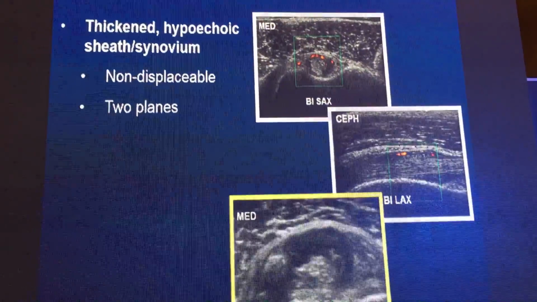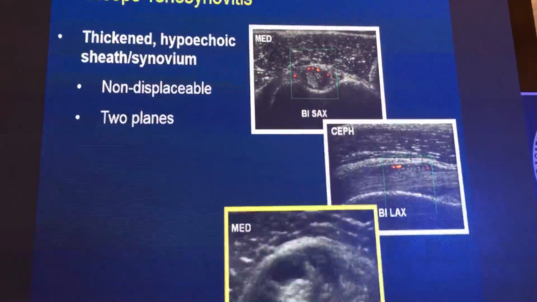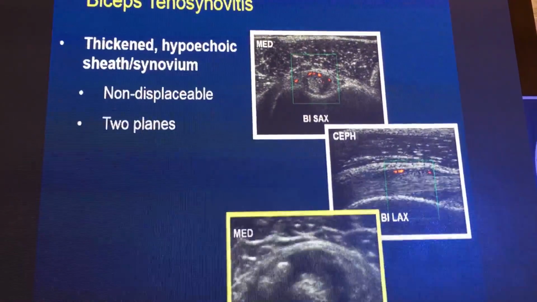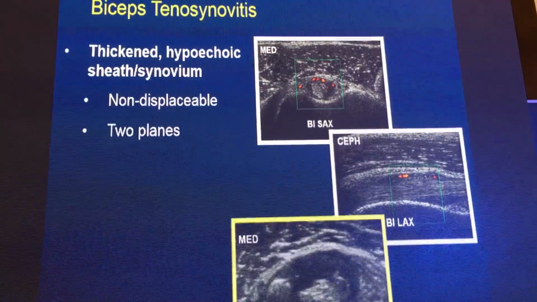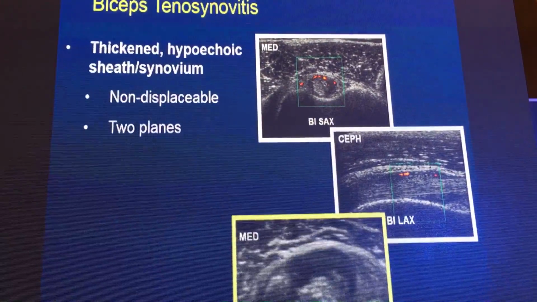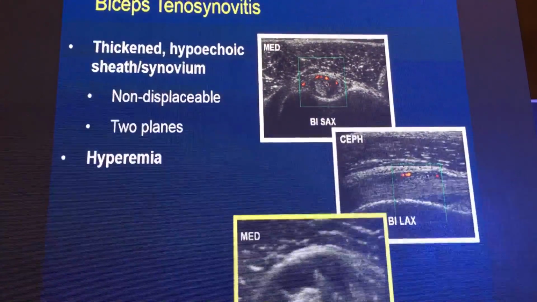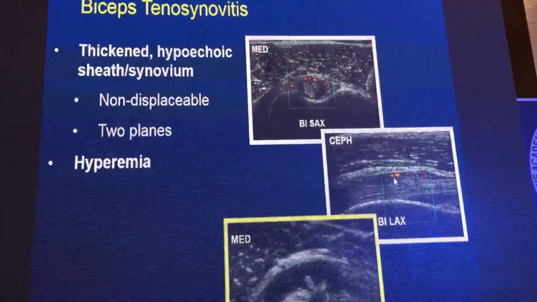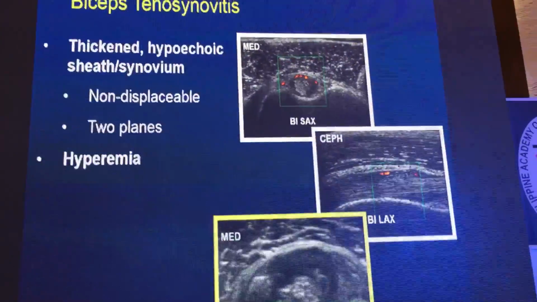But the way that you can tell the difference between synovial hypertrophy, or synovitis, versus fluid, is that fluid is going to be displaceable. So when you push on it, the fluid is going to flow away. Whereas the synovium will just deform, but it'll stay in that area, so you'll still have that hypoechoic mass around the tendon. Another thing is that fluid is not going to have blood flow in it. So if you put Doppler on that area and you see blood flow inside of that hypoechoic area, then you know that's not fluid. That's got to be tissue in order to house blood vessels.